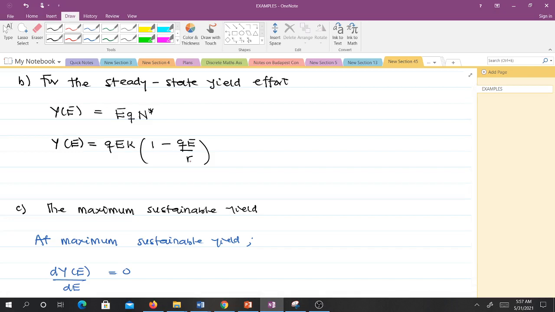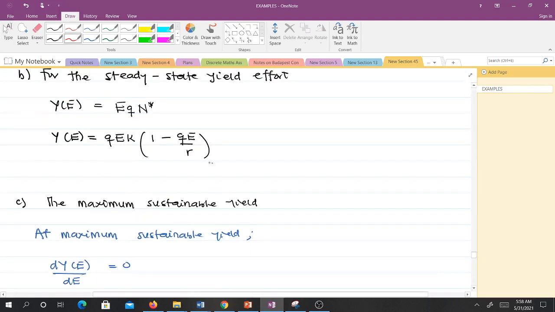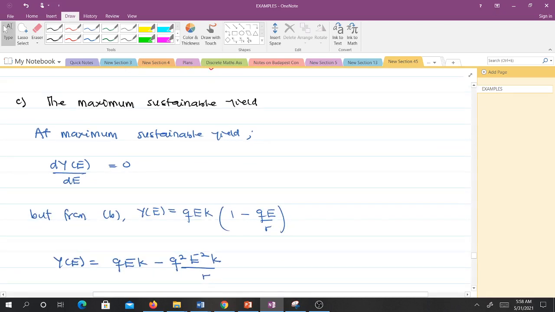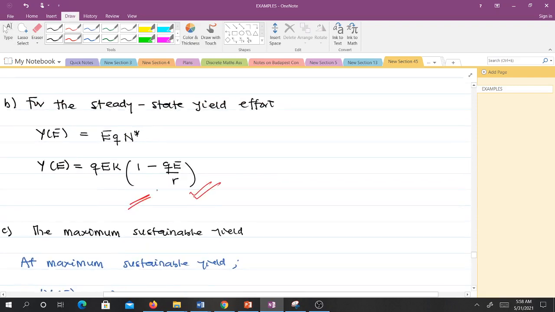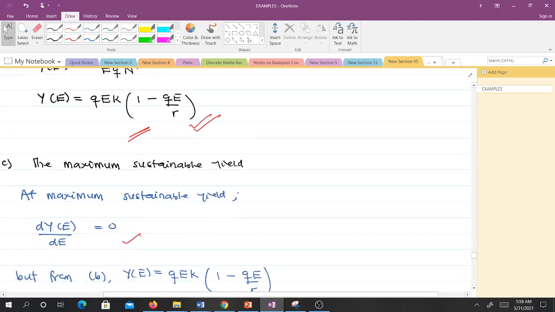The C part of the question says we should find the maximum sustainable yield. So to find the maximum sustainable yield, we know that this is the relation that we had for the yield effort, right? The yield effort relationship. So at the maximum sustainable yield, dY of E over dE is equal to 0. That's what we have here, it will be 0 when we differentiate with respect to E.